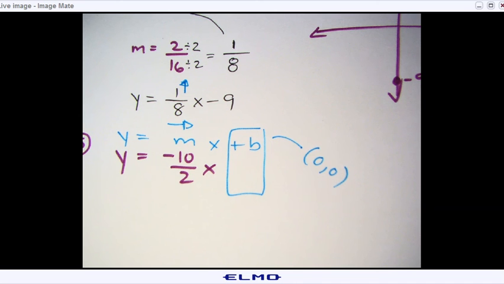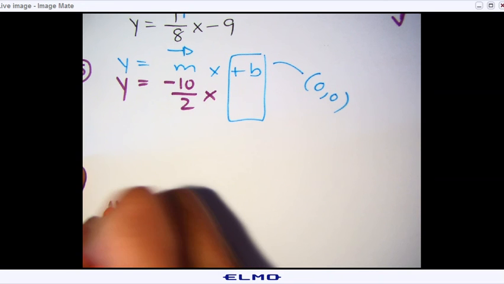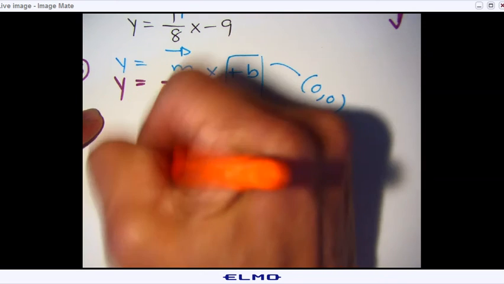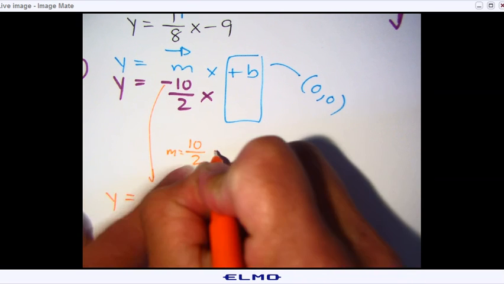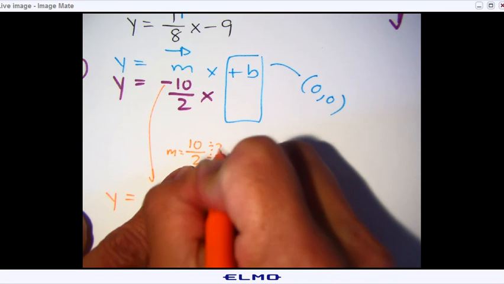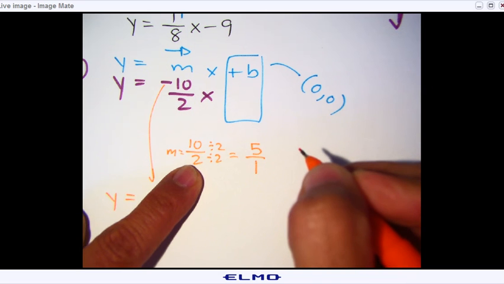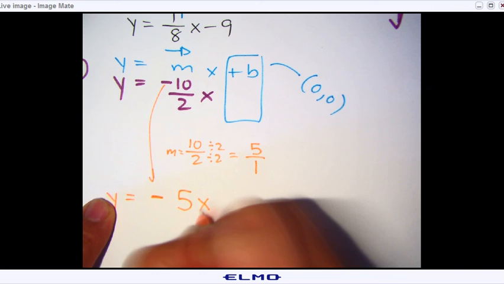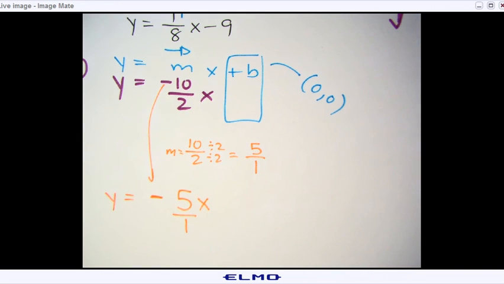That's good. Now, here's the tricky part. We know the m's going to be negative. So we're going to put y is equal to negative. Don't mess with the sign. Just say, hey, I'm just going to drop it down so I don't forget. Now, what's 10 over 2? m equals 10 over 2. Now I could divide by what? 2, which is 5 over 1, or 5. So -5x. And over 1. So am I going to rise or fall?